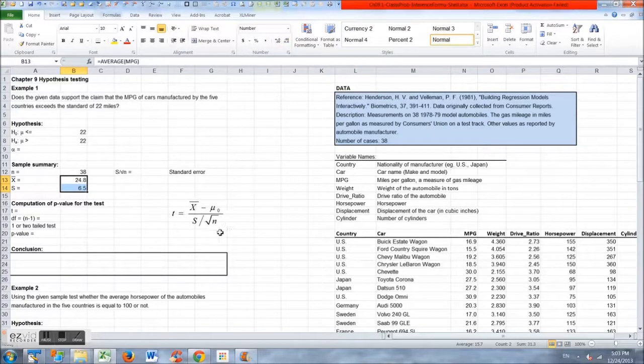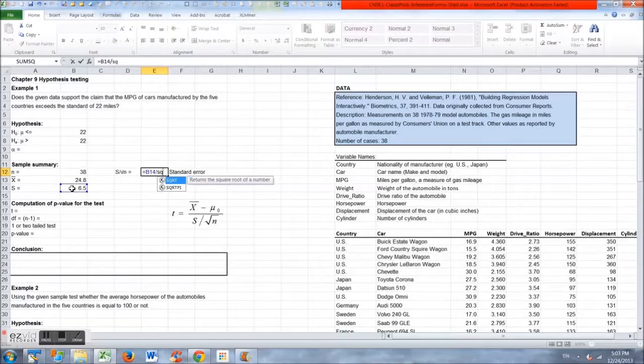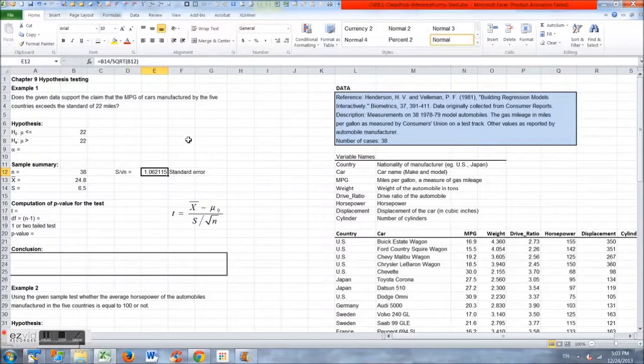for the t statistic is the standard error, s over square root of n. So let's find that. That will be s over square root of n. So that is the standard error of x bar. Okay, format these numbers as we go along.